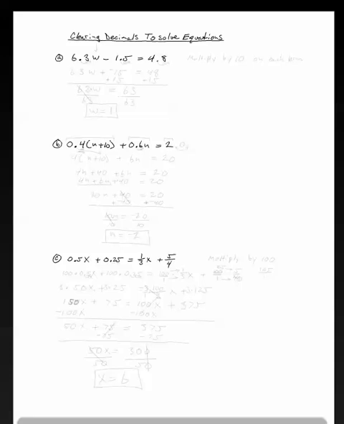This pencast is on clearing decimals to solve equations. In order to clear decimals, first what we have to do is figure out which of our terms has the largest number of decimal digits.